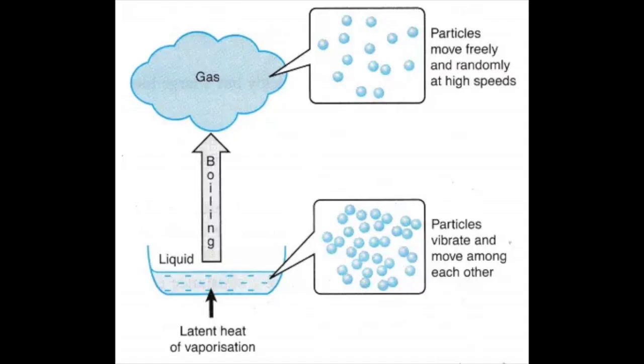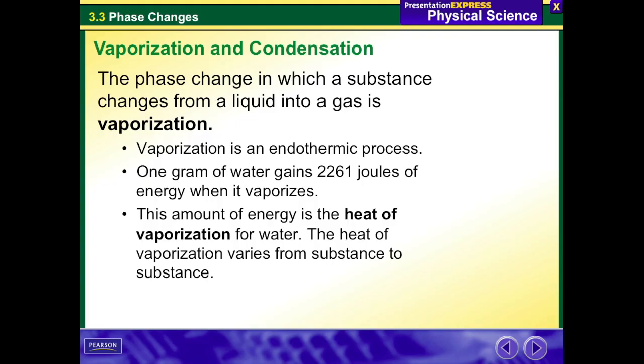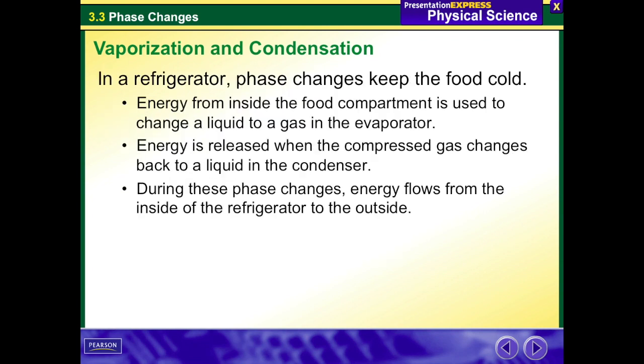And then we have this heat of vaporization, which is the heat that it takes to turn a liquid into a gas. Or likewise, how much energy is released when a gas turns back into a liquid through condensation. And this is a physical property. The heat of vaporization varies from substance to substance.